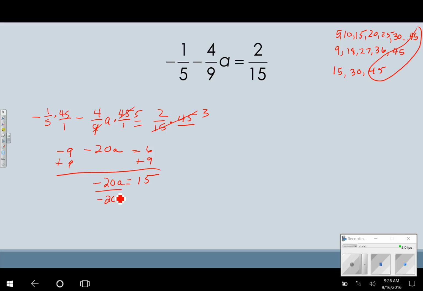If I divide by -20, a is going to give me -3/4. We're not going to change to decimals. We're going to leave it as a fraction in simplest form.